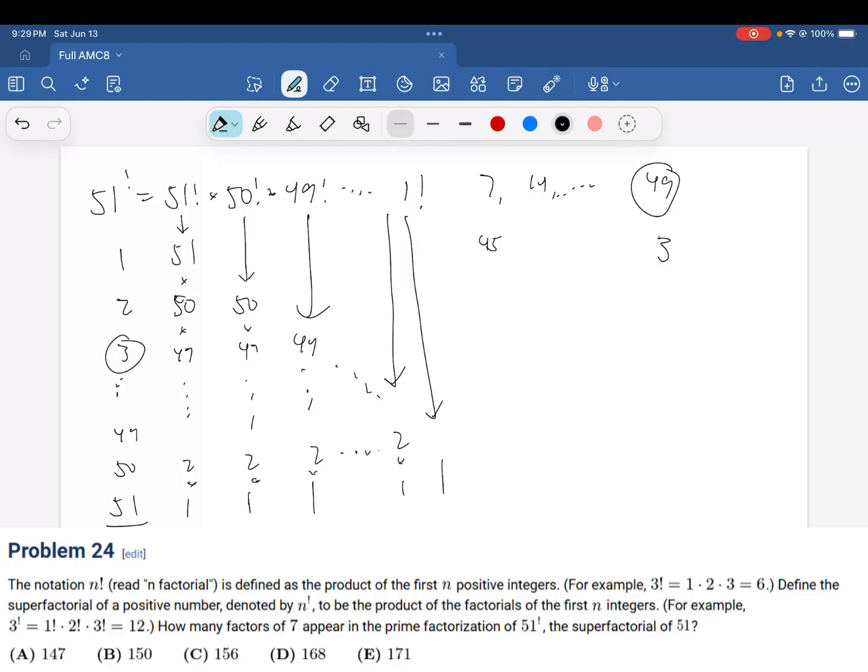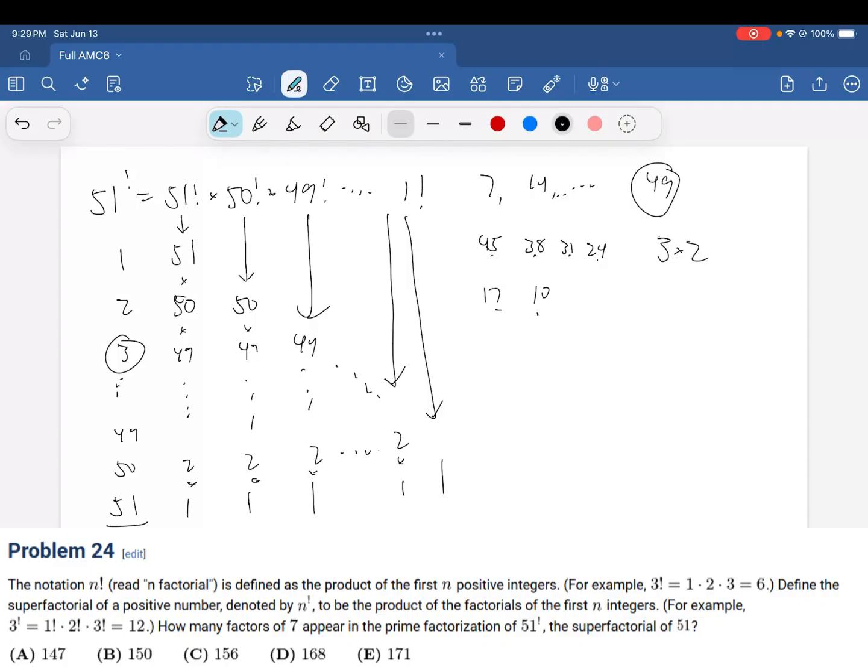So you have 45, 38, 31, 24, 17, 10, and 3. So we want to find the sum of this plus 3 times 2, because there are 2 factors of 7 in each 49.